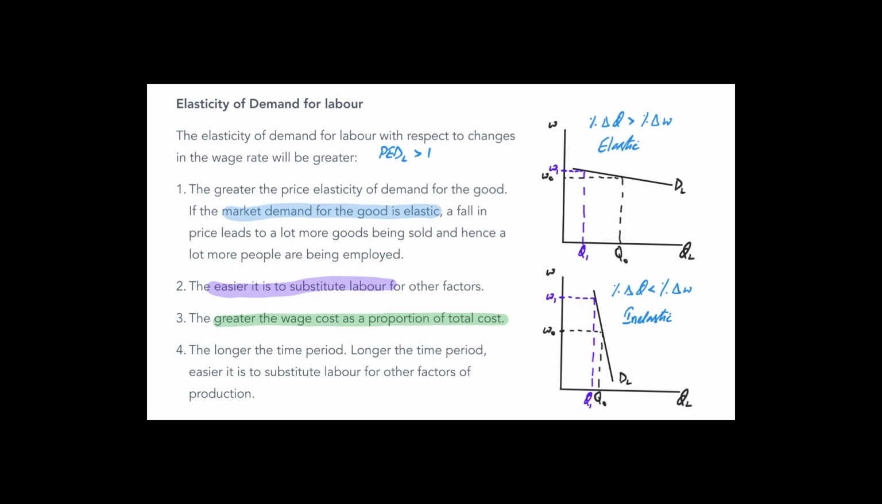And lastly, it's about the time period I have. In a school in the middle of the year, if the teacher says I want a higher wage, well, unfortunately, the school is dependent on them. They can't find anyone else immediately, or the work that is happening is very important, so they'll just keep them for the while. But by the end of the year, they will find an alternative and they can easily substitute. So the longer the time period, the easier it is to substitute labor for other factors of production, and therefore it becomes elastic. All the opposite, we're going to make it inelastic.